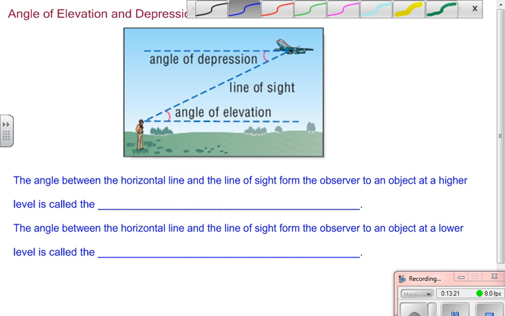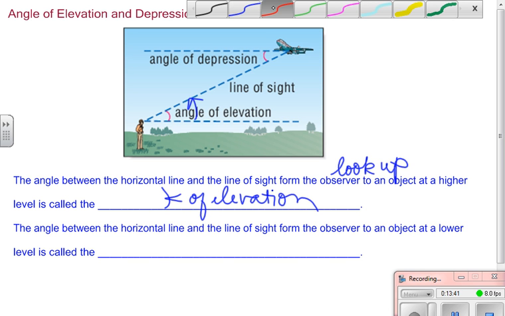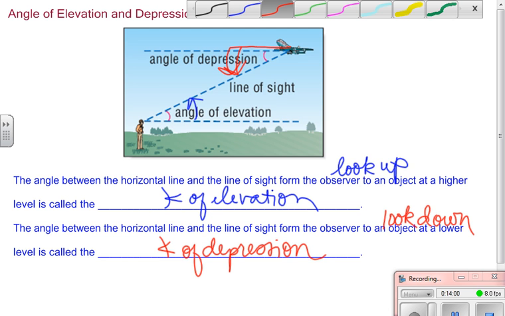Now this last little bit is a classic trig. Basically, word problems. If you are going to look up to measure something, that is an angle of elevation. Looking up at something. If you look down at something from a vantage point and you are looking down, that is your angle of depression. And that will help you draw and build your triangles to use your trig ratios.